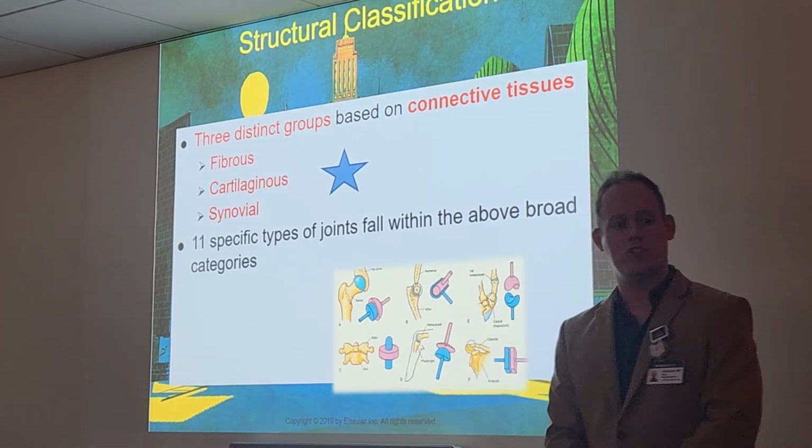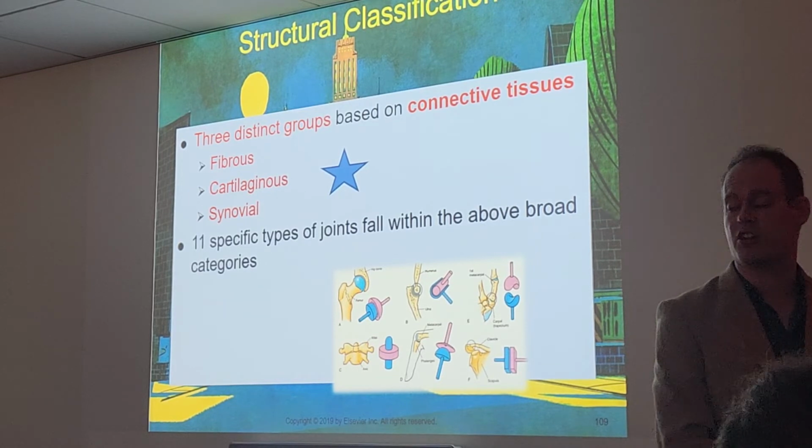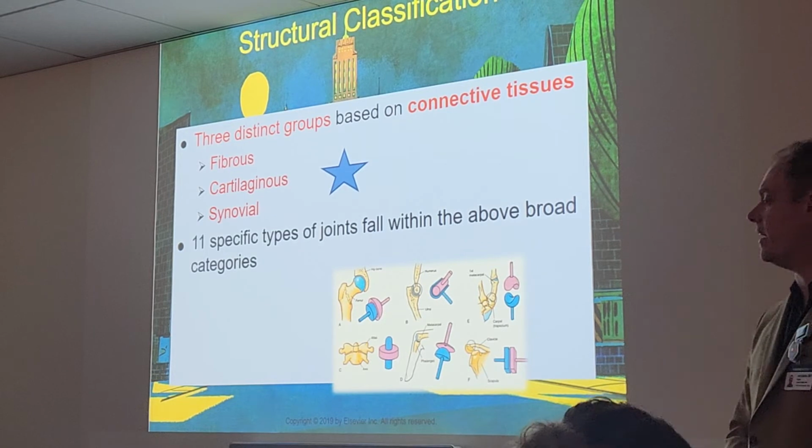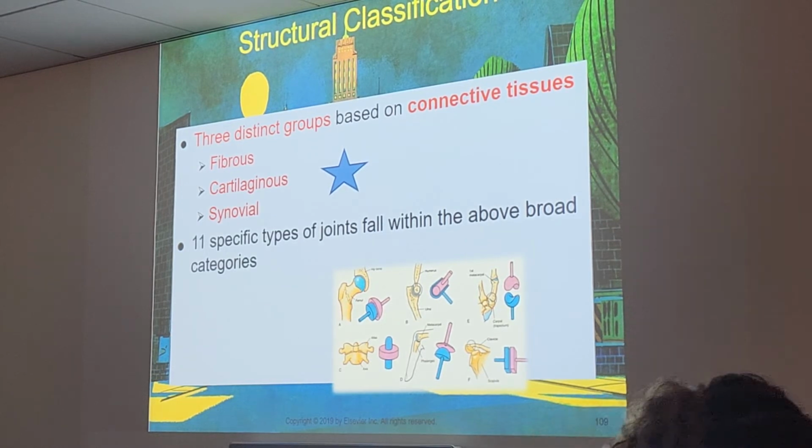So fibrous referring to a fibrous connection. Cartilaginous is talking about a cartilage type connection. And then synovial is referring to what we call a synovial fluid filled capsule that surrounds those joints.